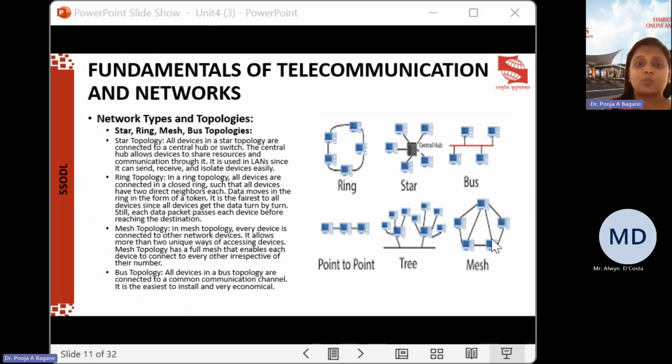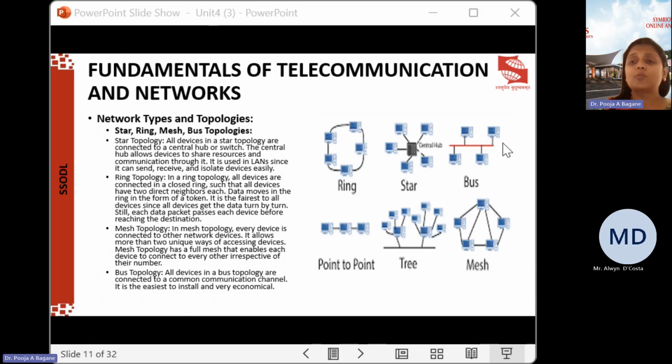Then there is the mesh topology. Here it is like a mesh, so every device is connected to every other network device. It allows more than two unique ways of accessing the devices. Mesh topology has a full mesh that enables each device to connect to every other, irrespective of their number.